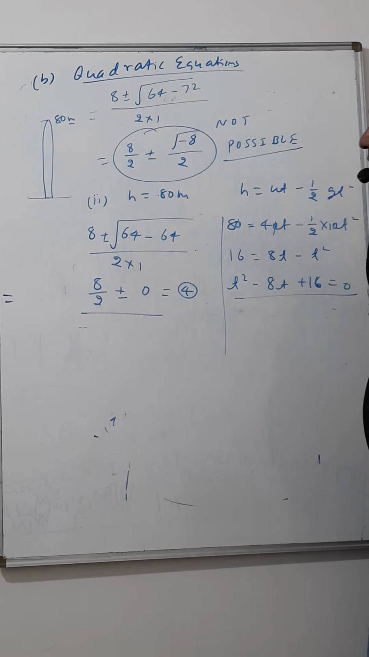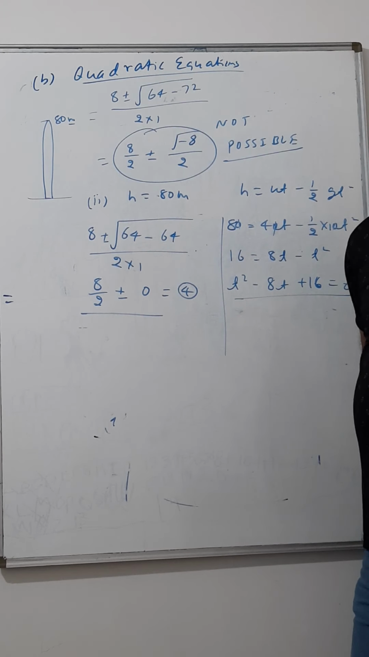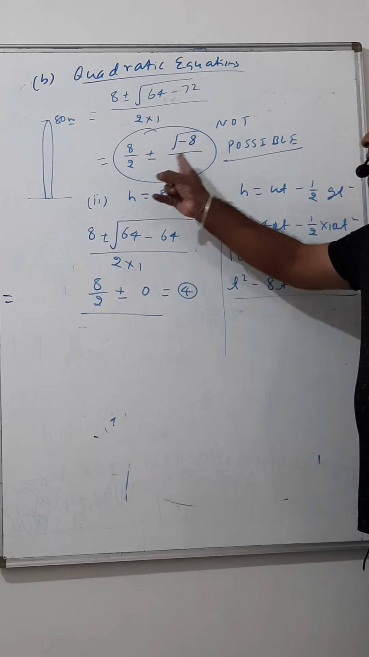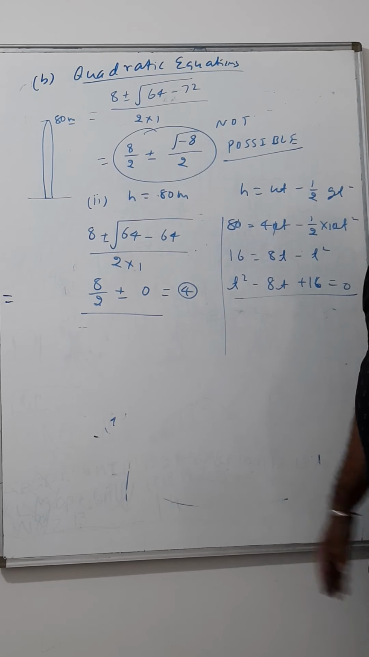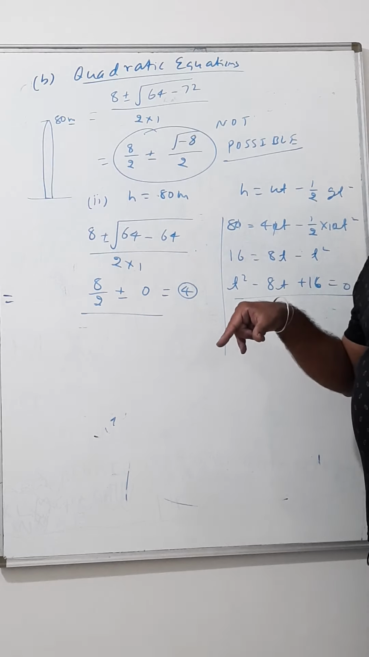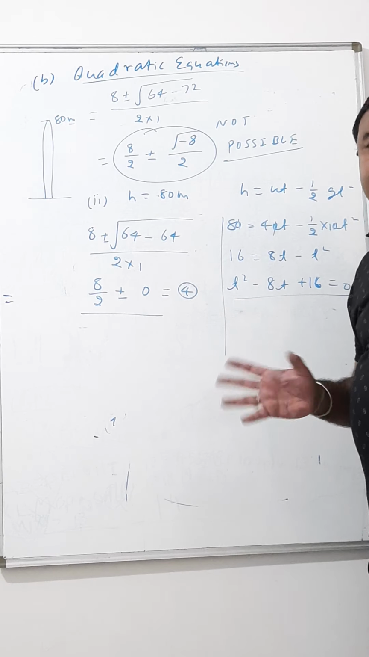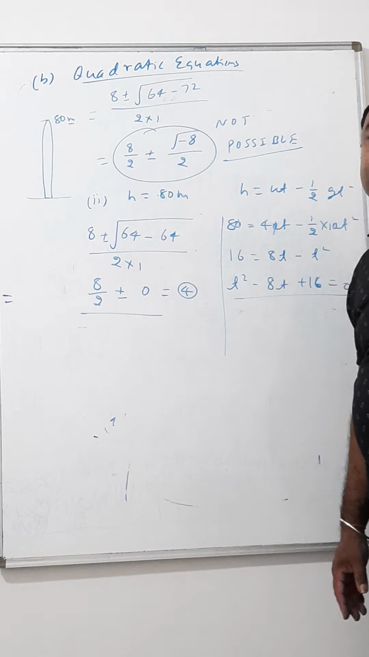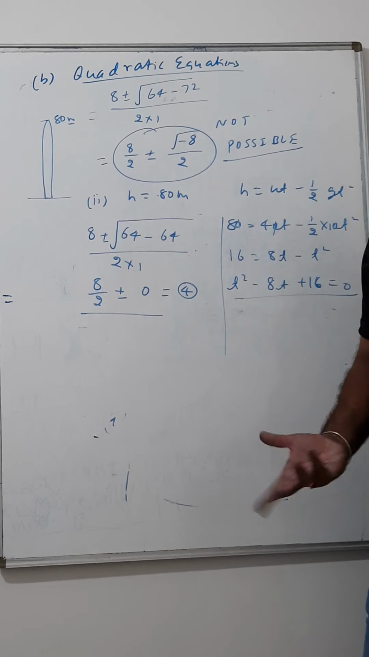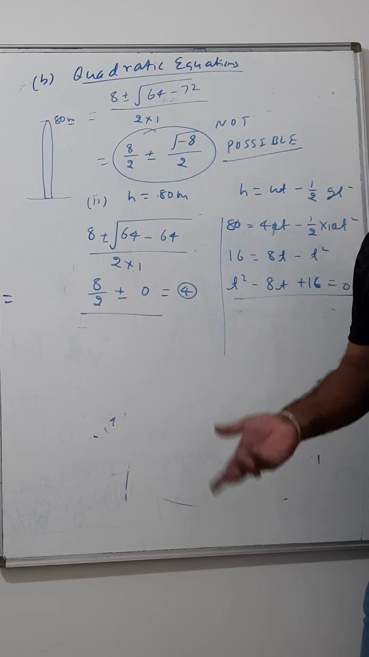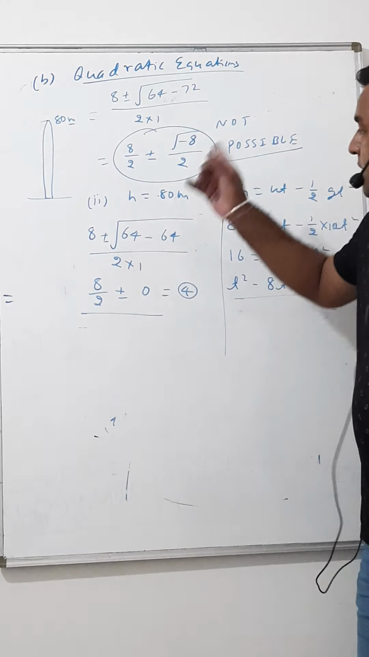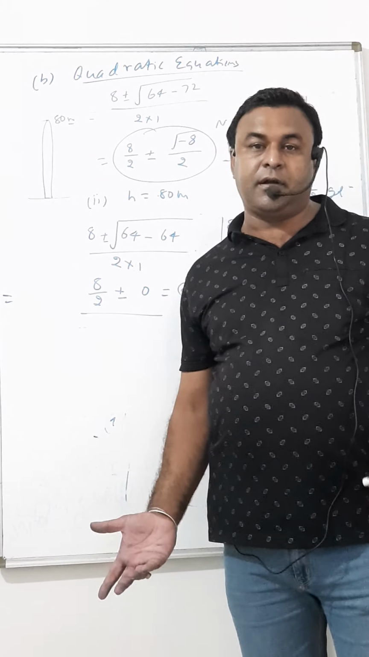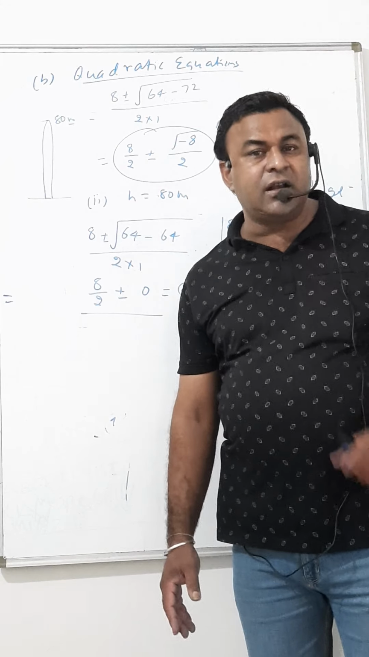In the third example, where I took h equal to 90, I got a value of time which is not possible. It goes to a maximum height of 80 meters and I have asked for 90 meters, and the answer itself is saying that it is not possible. If it goes up to the maximum height of 80 meters, how can you calculate for 90 meters?